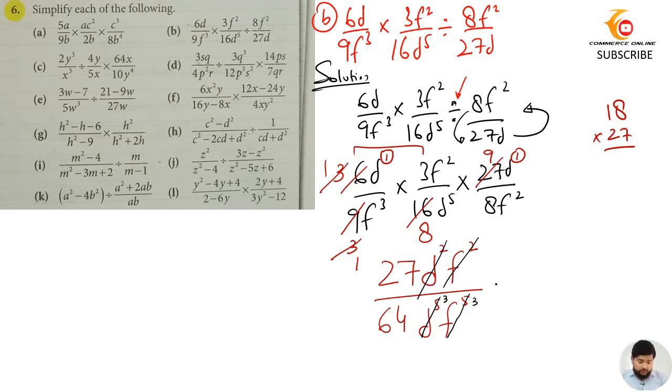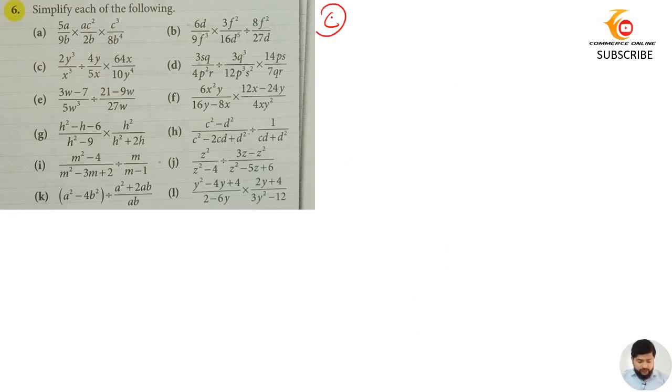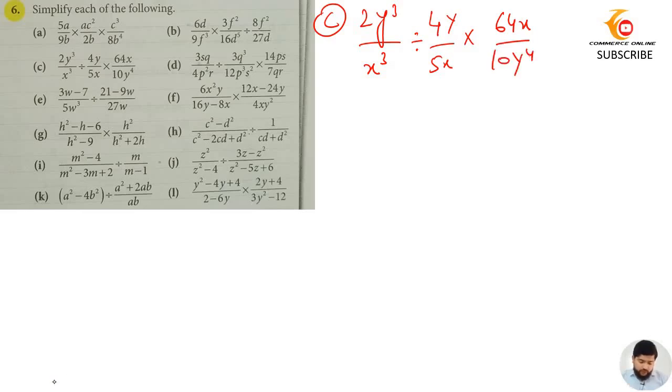So the answer will be 27 divided by 64 d cube f cube. This is your answer. Now let's move to the next question, that is C. And here C is 2y cube over x cube divided by 4y over 5x multiplied by 64x over 10y4.